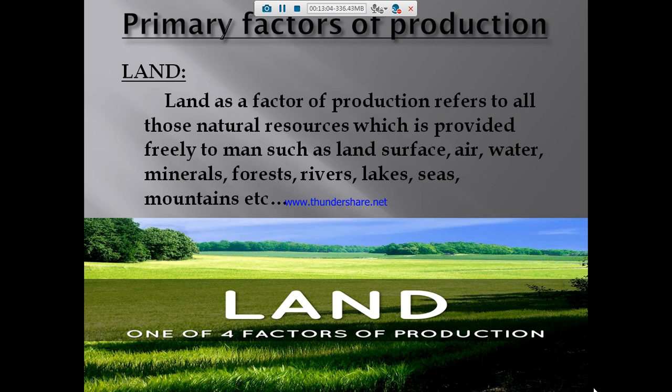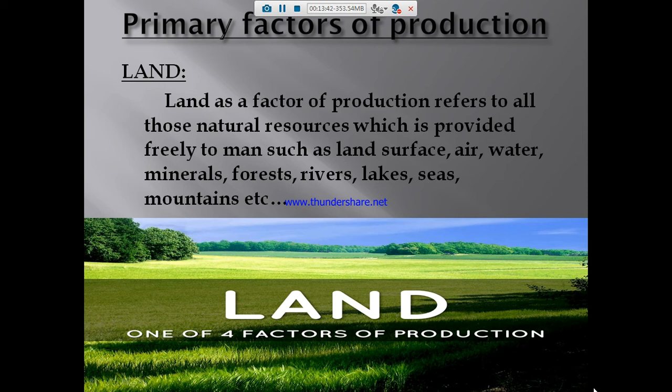Okay. So land as a factor of production refers to all those natural resources which are provided freely to man, such as land surface, air, water, minerals, forest, rivers, lakes, seas, mountains, climate, weather, etc. Okay. So land includes all the things that are not made by man. You can see that I mentioned so many of the resources: land, surface, air, water, minerals, forest, rivers, lakes, seas, mountains, climate, weather.